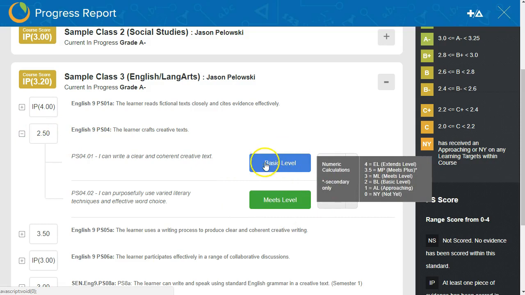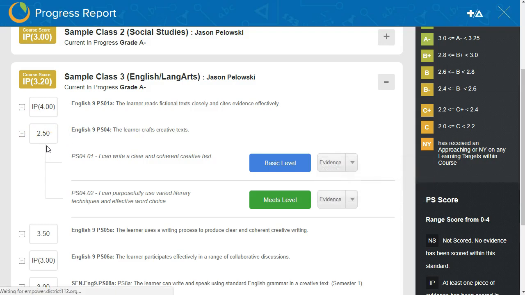In this example, the basic equates to a 2 and the meets equates to a 3. When you average those together, that gets you the Power Standard score of a 2.5. So if you do well on the learning targets, you're going to do well on the Power Standard.